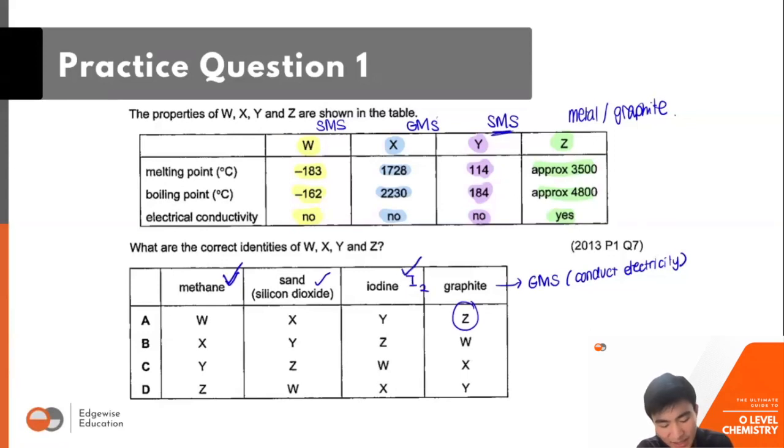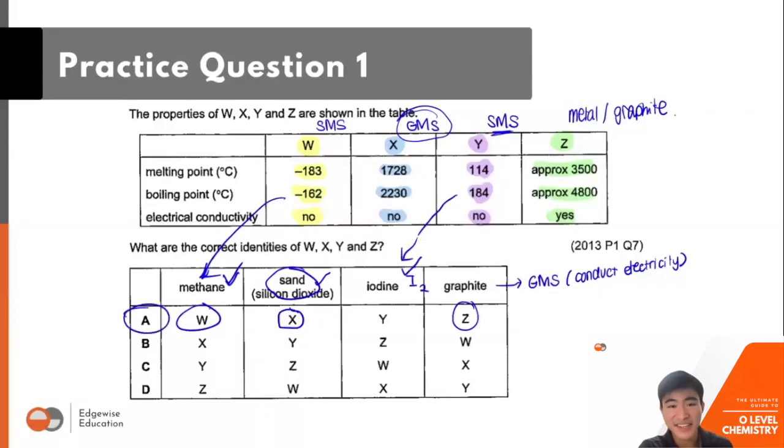Okay, let's see. Giant molecular structure X. X is what? Sand, right? Silicon dioxide is a giant molecular structure. So definitely this is your answer. And W is methane. Okay, and Y is iodine. Okay, answer is A for apple. Thank you, Marilyn. I saw your answer also. All right. So this is question number 1.